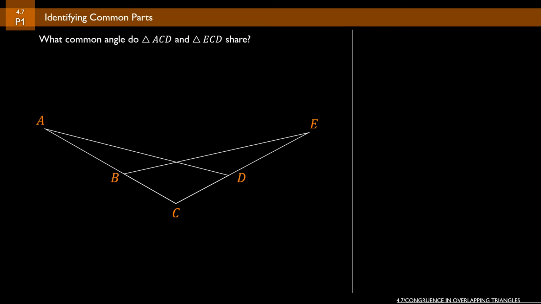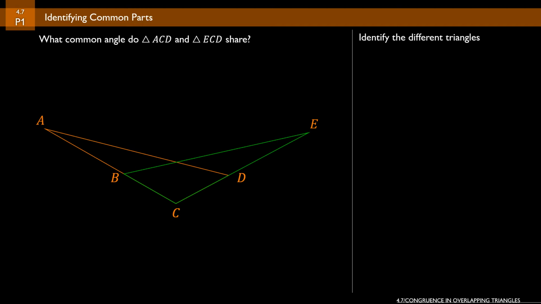The problem is, what common angle do triangle ACD and triangle ECD share? You can see that those two triangles are in fact overlapping and they've been drawn out for you. The first step is to identify the different triangles. Once we've identified the different triangles, we can separate them to see the individual angles and segments. Now we've got two different triangles in front of us, and we're looking for which common angle they share.